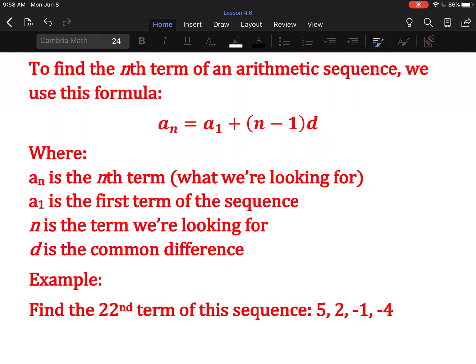So a sub n is the nth term. It's what we're looking for. It's the thing that is by itself and then says equals a bunch of other stuff. A sub 1 is the first term of the sequence. In math, we generally use a to stand in place of a term of a sequence, and the subscript tells us which term. So a sub 1 is first term. A sub 18 would be the 18th term, so on and so on. N is the number of the term we're looking for, and d is the common difference. So let me show you how we use this.